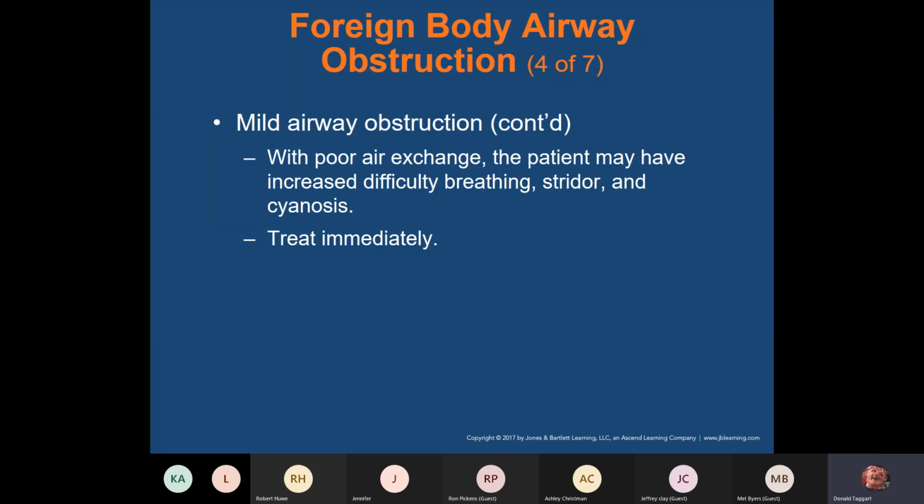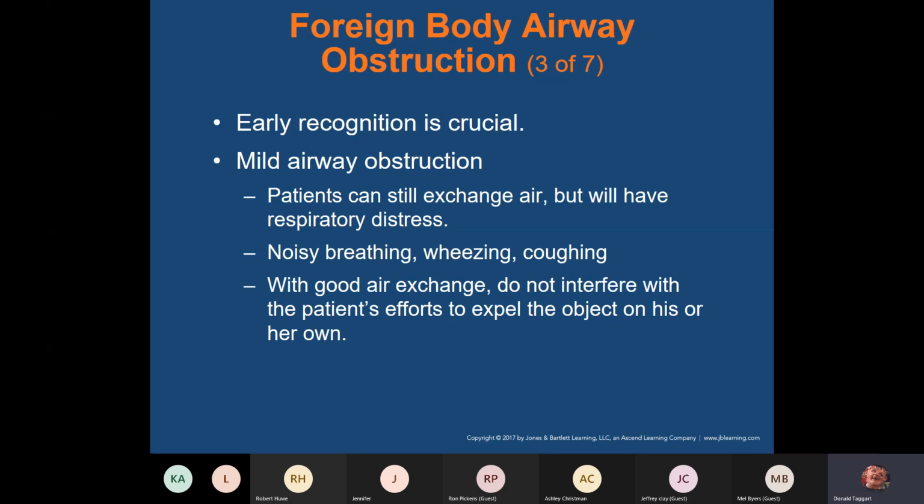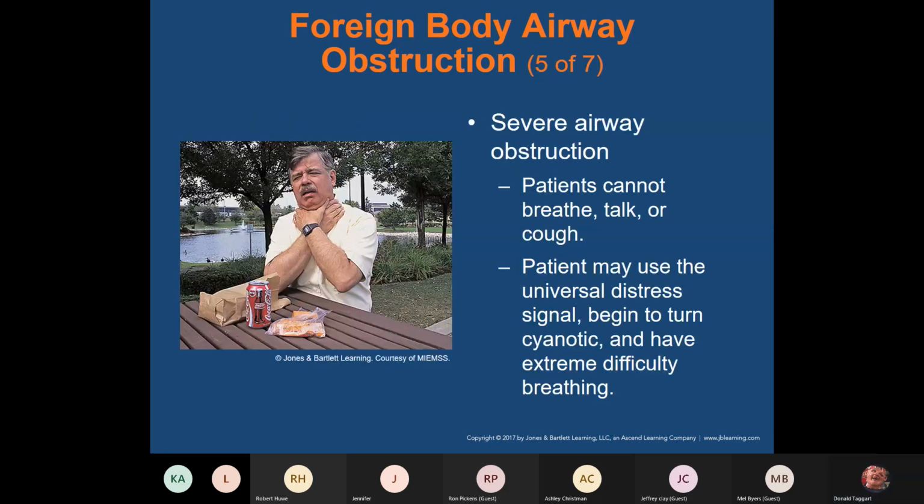And they just have it broken down between mild, and then a severe airway obstruction. Here, this guy is choking, kind of doing the universal choking sign.